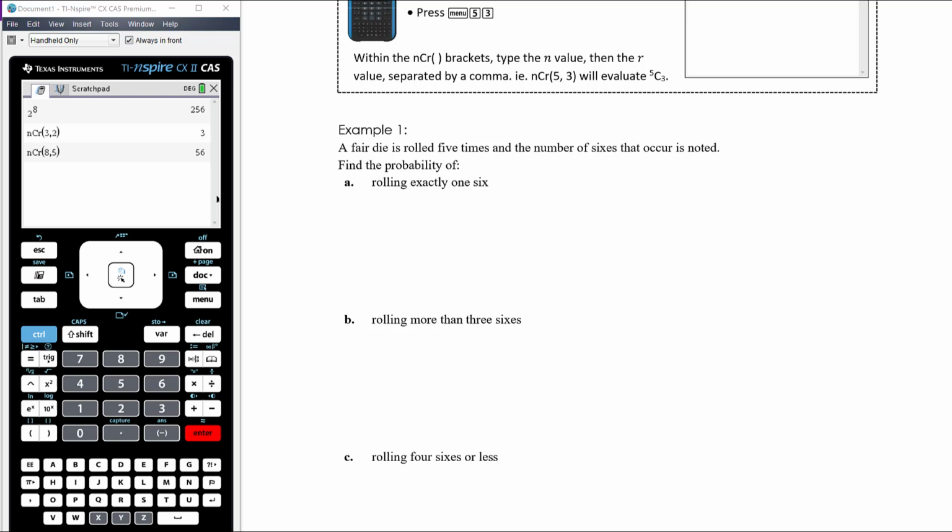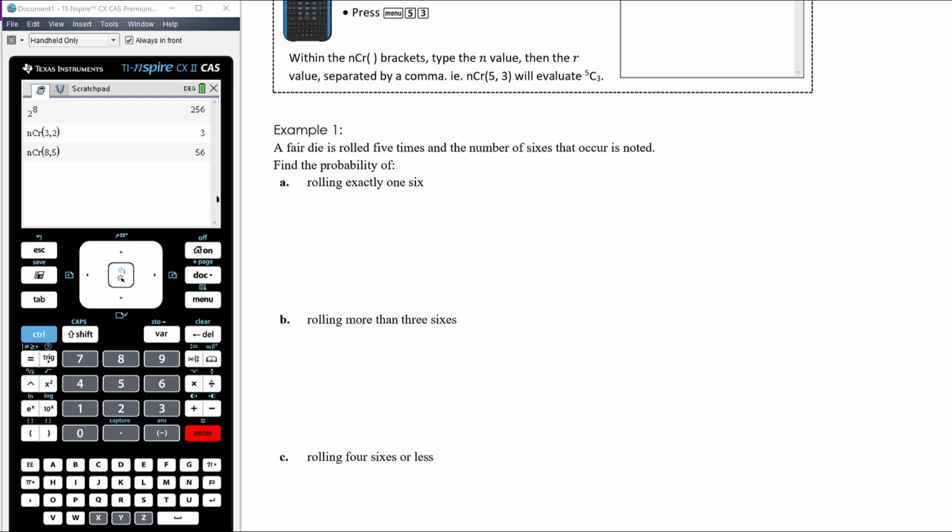Let's define the problem first. Okay, so I need to introduce a variable. You can use any letter. I'm going to use X, but it doesn't need to be X every time. Capital letter. So X is going to be the number of 6s that I roll.